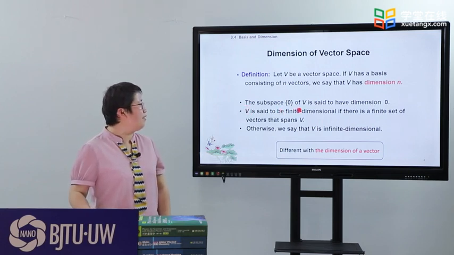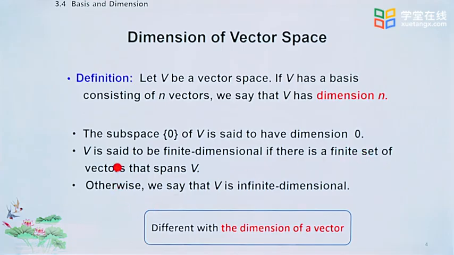V is said to be finite dimensional if there is a finite set of vectors that spans the space V. So this is a finite dimensional space. Otherwise, we say that V is infinite dimensional.